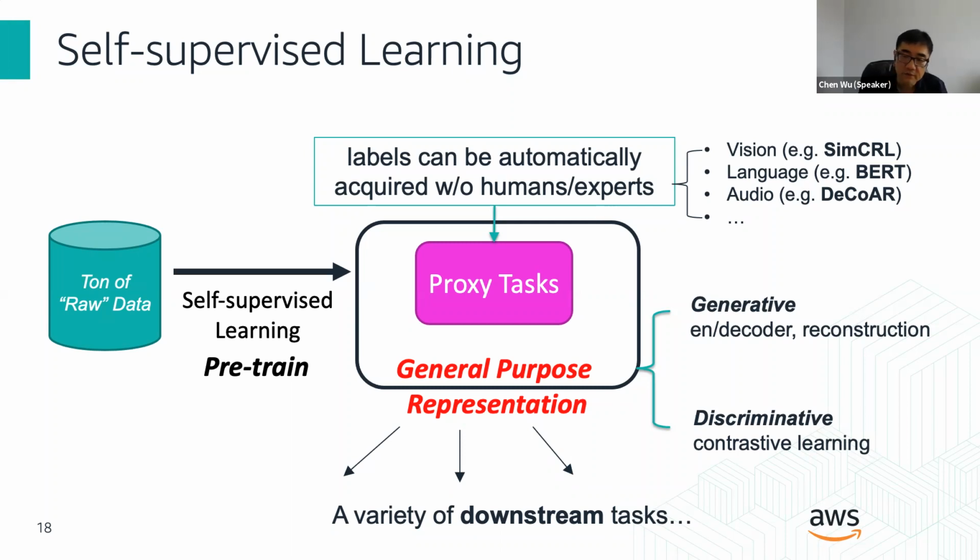The other way is called discriminative. And this contrastive learning has been really interesting recently.